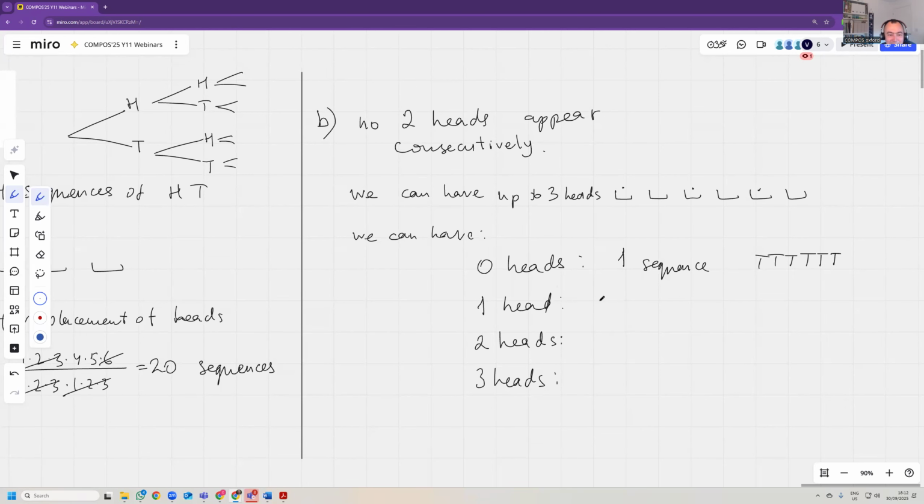Easy. 1 head is going to be 6 sequences. So heads, tails, tails, tails, tails, tails, then tails, heads, etc. So 6. I hope you understand why. Now with 2 heads, it's a little bit more complicated.